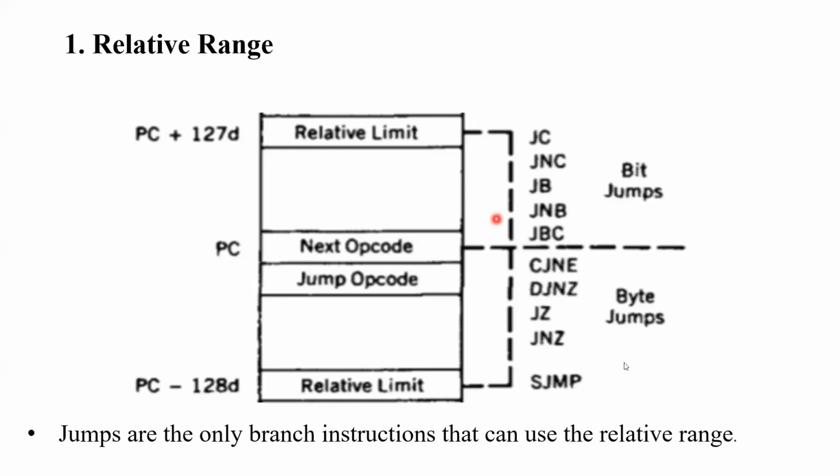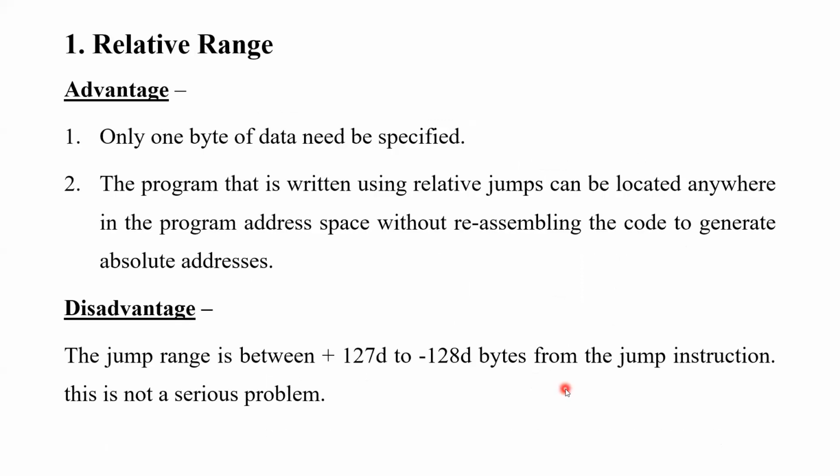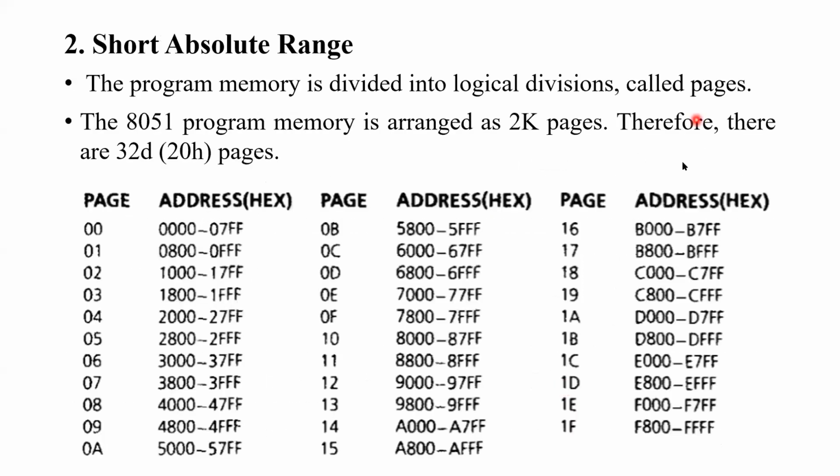We'll understand this much better with the instructions themselves. Next, what we have is the short absolute range. Here, if you see the program memory, we have 64 kilobytes of program memory. What is done here is that the entire program memory is divided into logical divisions, and those logical divisions we call pages.